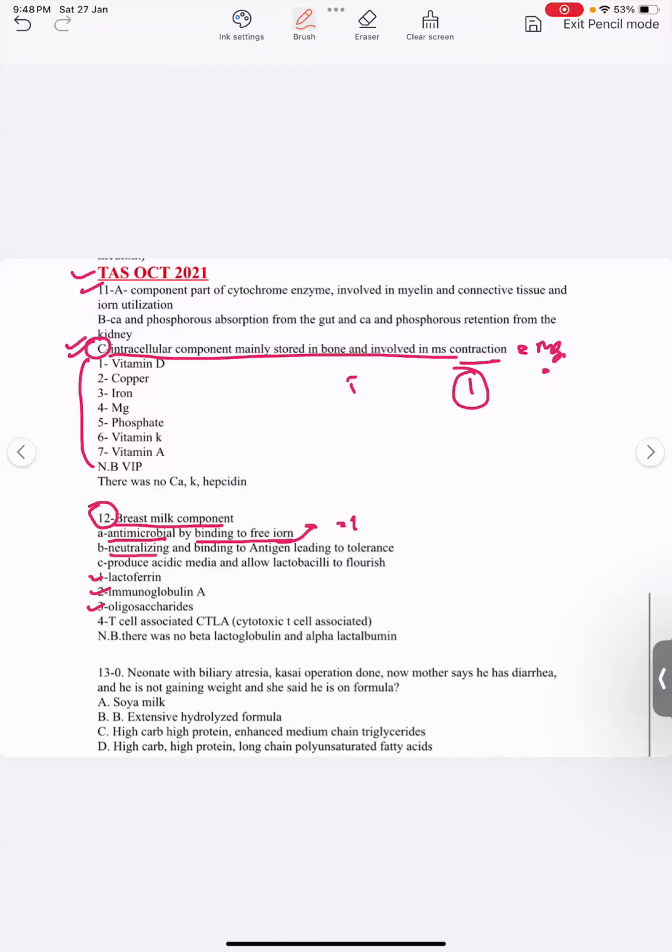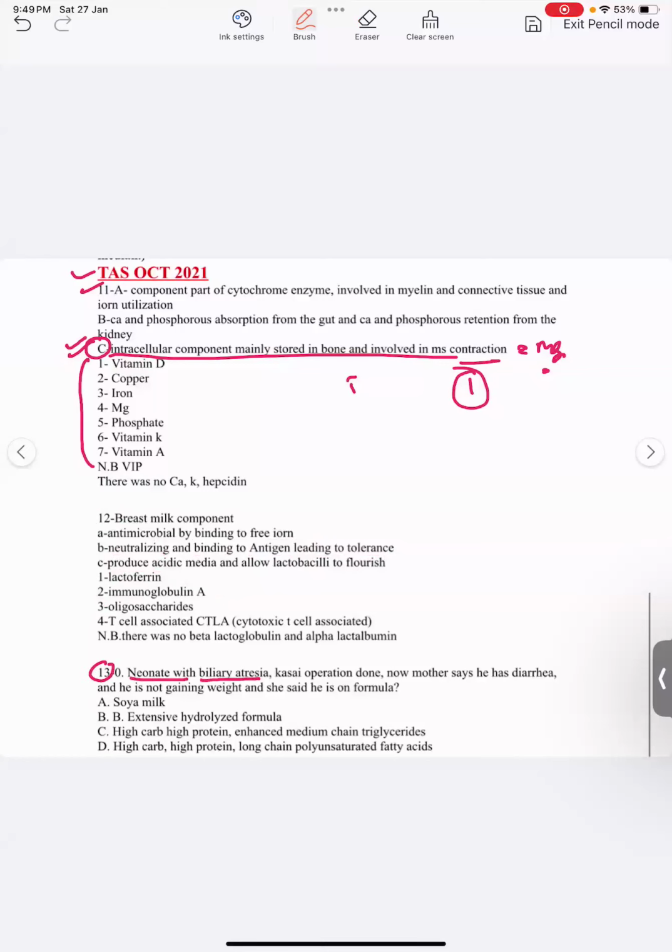Okay. That which is neutralizing and binding to the antigen, leading to tolerance, what is that? That is your IgA, immunoglobulin A. Right. It produces an acidic media. Definitely, which one is producing your acidic media? This is your carbohydrates. And allowing lactobacilli to flourish, that is your oligosaccharides. Right? So they have given the options 1, 2, and 3, A, B, and C. Okay, the next question, moving towards the next one.